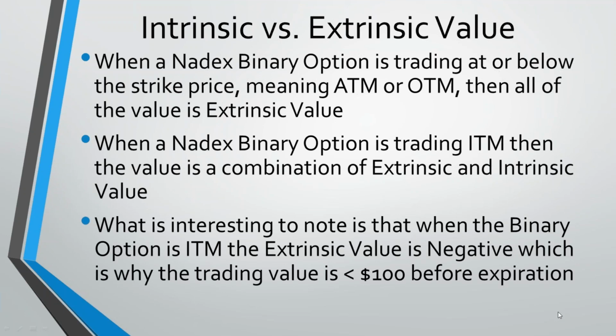But when it's trading in the money, the value is a combination of the two, right? What is interesting to note is that when the binary option is in the money, the extrinsic value is negative, which is why the trading value is less than $100 before expiration. This is a lot of information, and we're going to say this at the end, but you're probably going to have to watch this over and over again. Think about it: the second that the 2010 binary option goes to 2011, it's worth $100. At 2012, it's worth $100. At 2013, it's worth $100 at expiration. But prior to expiration, when you look at your ladder, it's not worth $100. Why is that? Because the extrinsic value is negative.